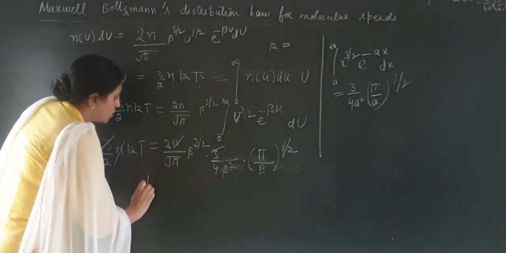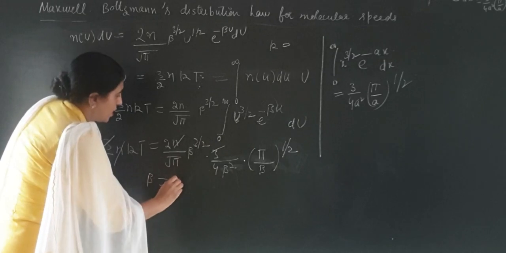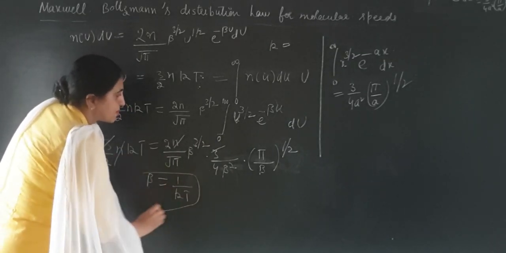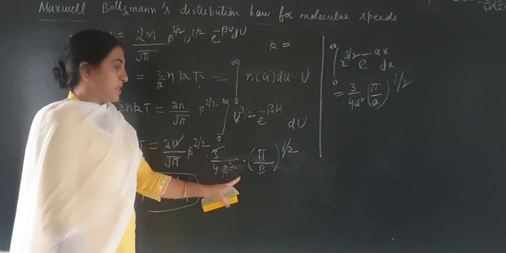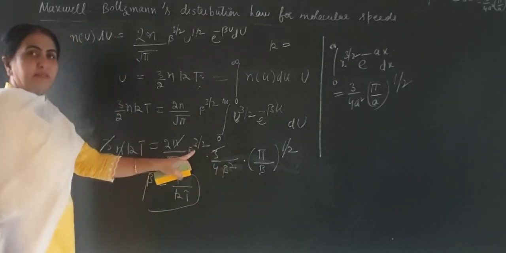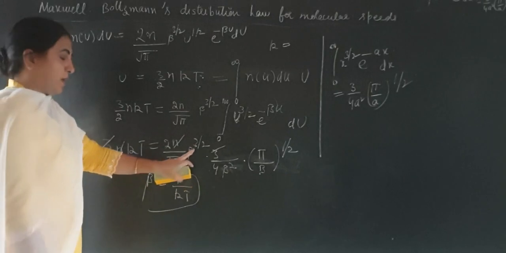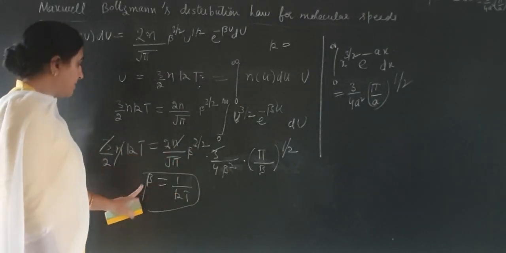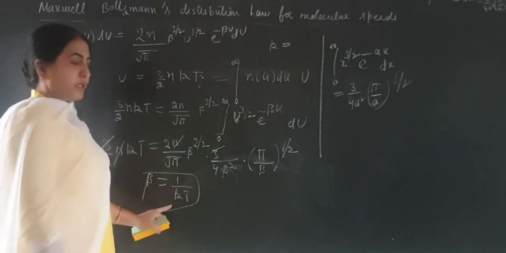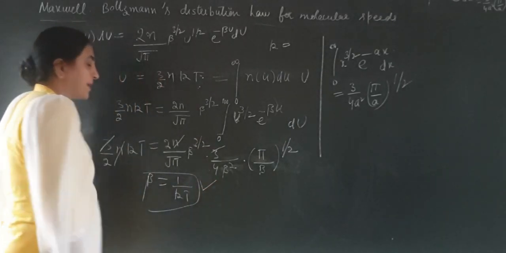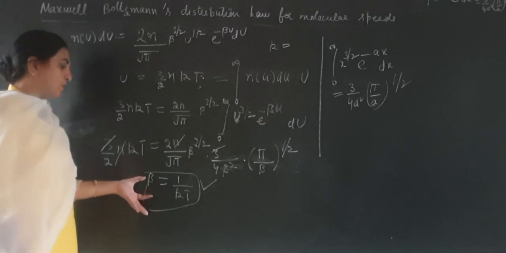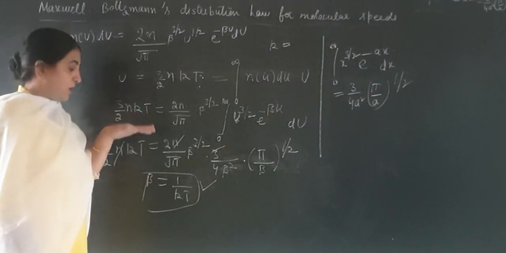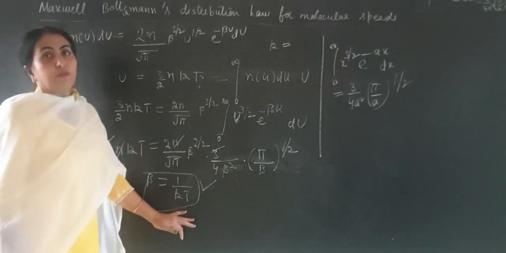So from this you will get beta is equal to 1 over kT, because this becomes beta 5 by 2 and beta 3 by 2. So beta is 1 by kT. We have used beta so many times. So from this Maxwell's distribution law, we get beta that is equal to 1 over kT.